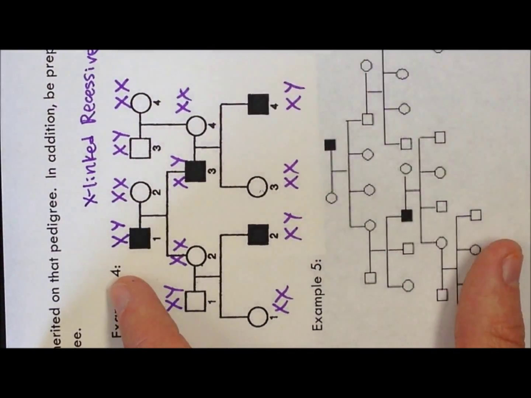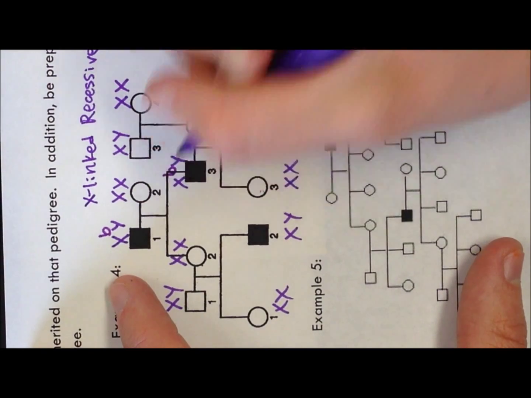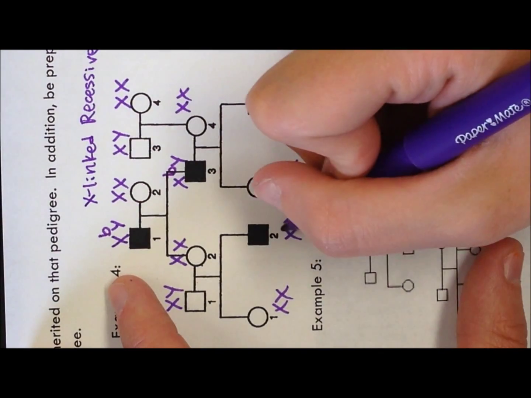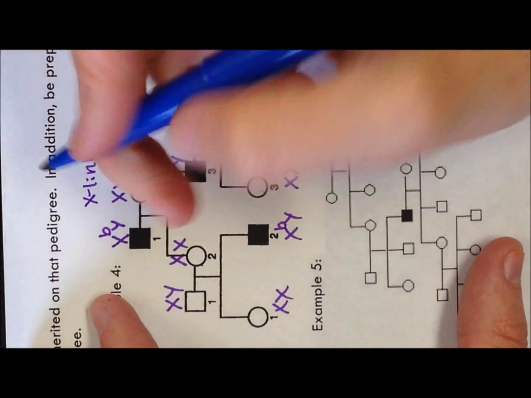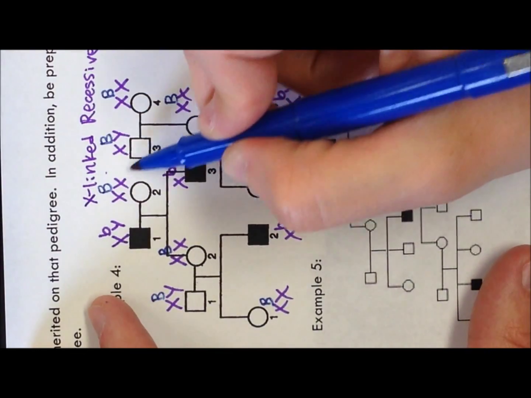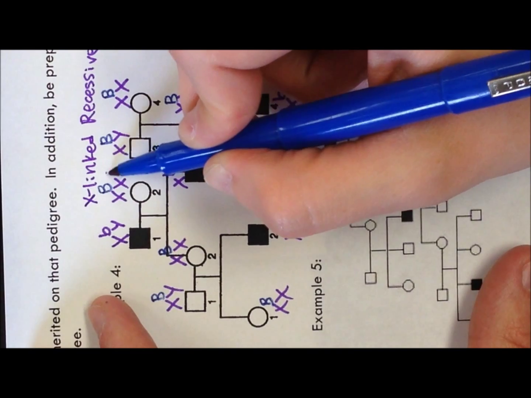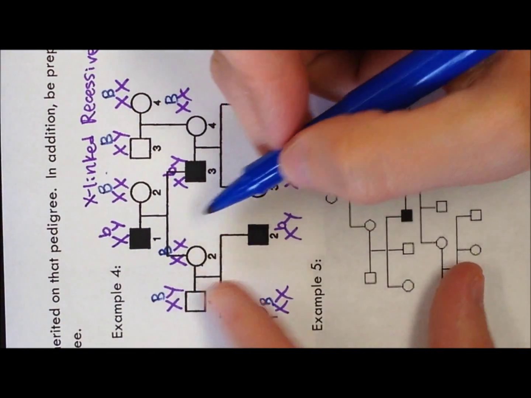Alright, since it's recessive, let's use a lowercase b to mark everybody who is colorblind. So this guy, this guy, this guy, and this guy. That means everybody who's not filled in is going to have at least one copy of capital B. Let's figure out what the rest of this is, because this female could have a big B or a little b there. We're not sure, so let's start at the bottom and work our way up.